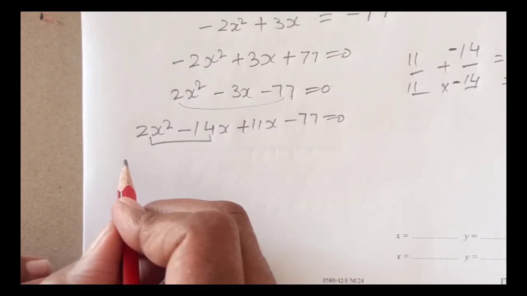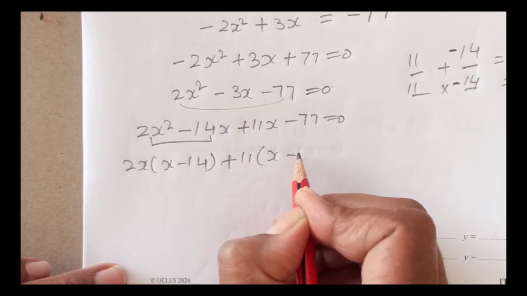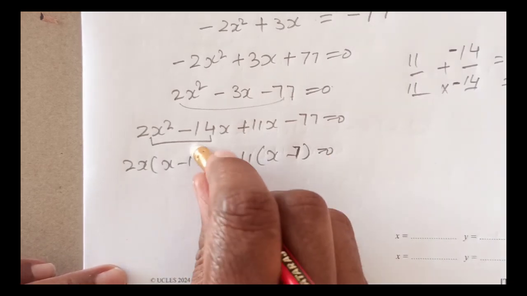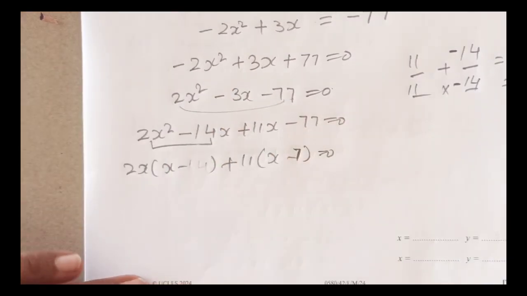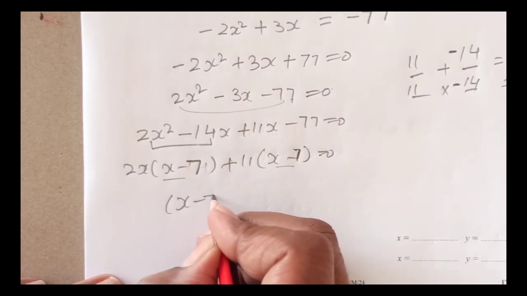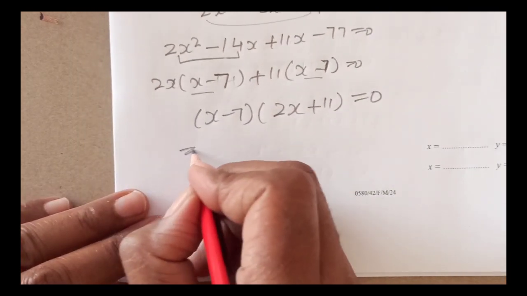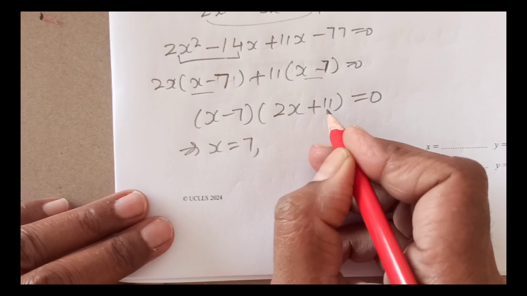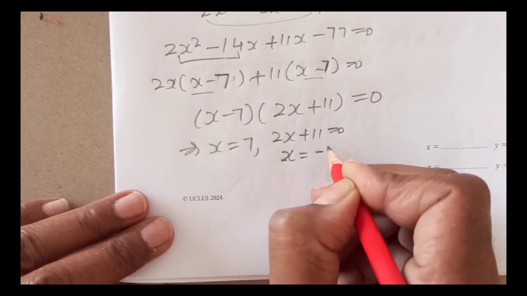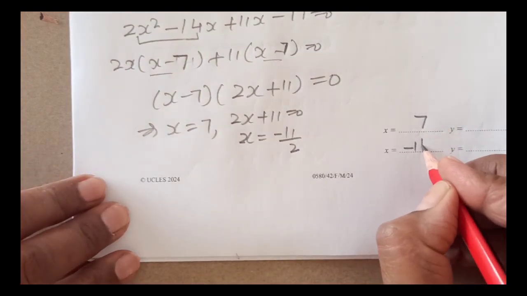Now 2x is common. Then we have x minus 14 plus 11 is common, x minus 7. Sorry, when you take out 2x common, we are left with 7 here. So x minus 7, x minus 7 is common again, 2x plus 11 equals 0. So from here x is 7 and 2x plus 11 is equal to 0, and x is going to be minus 11 over 2, right? So we got x is 7 and negative 11 over 2.